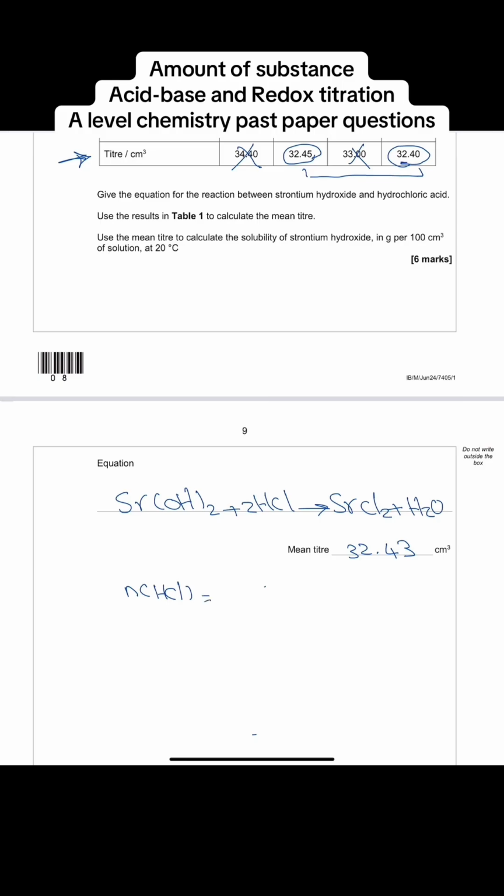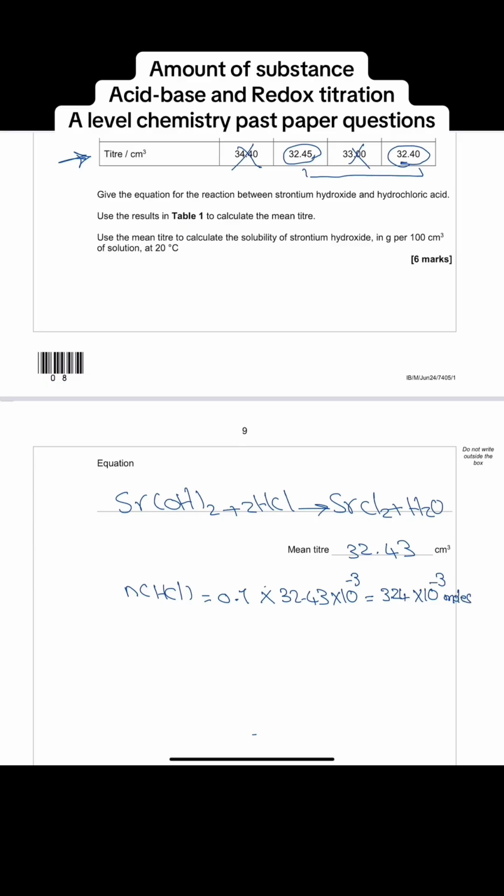The number of moles equals the volume in decimeter cubed times the concentration. So the concentration is 0.1, and the titer is 32.43 centimeter cubed. This is going to be converted into decimeter cubed, so times 10 to the minus 3, and that will give you 3.24 times 10 to the minus 3 moles.